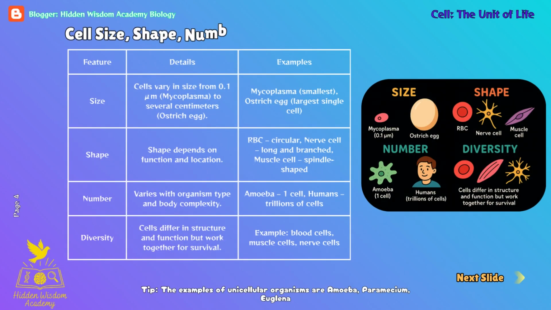The size, shape, and number of cells differ in all living things. The smallest cell is in mycoplasma, and the largest is the ostrich egg. A cell's shape matches its job. Red blood cells are round to move easily in blood, nerve cells are long to carry signals, and muscle cells are spindle-shaped to help in movement. Some organisms like amoeba have only one cell, while humans have trillions. No matter the size or shape, every cell works together to keep life going.